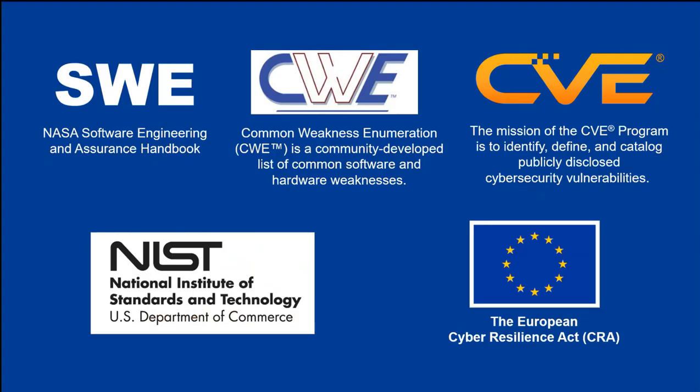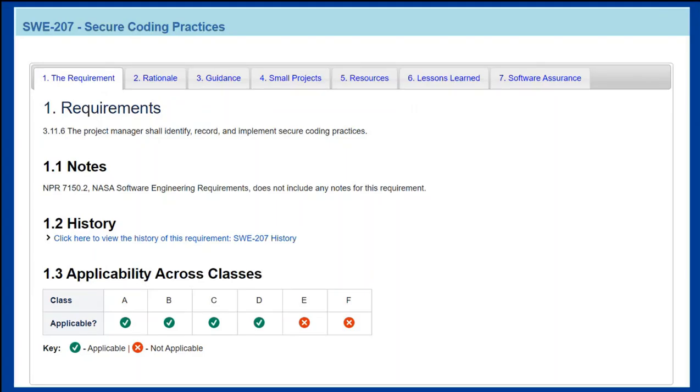And so it sounds like all of us in this room have different boxes that we need to check based on software engineering. And this is not the Society of Women Engineers. That's a great organization, but this is talking about the NASA Software Engineering Handbook, the common weakness enumerations, the CVEs that we talked a lot about earlier in relation to SBOMs, and then, as we've been mentioning, the NIST and CRA requirements.